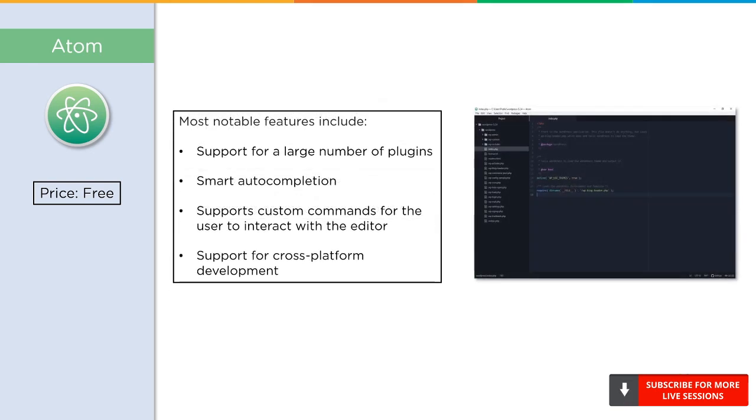Some of the most notable features of Atom are support for a large number of plugins, smart code completion, support for custom commands for the user to interact with the editor, and finally, support for cross-platform development. Personally speaking, I would prefer Atom to Sublime Text for Python development.